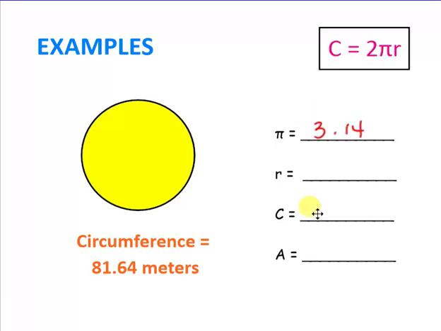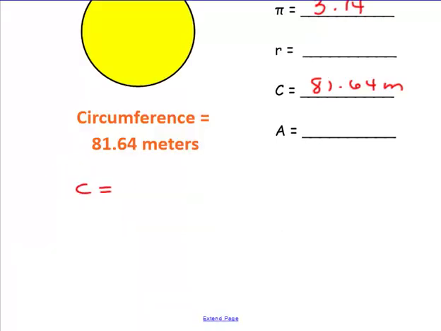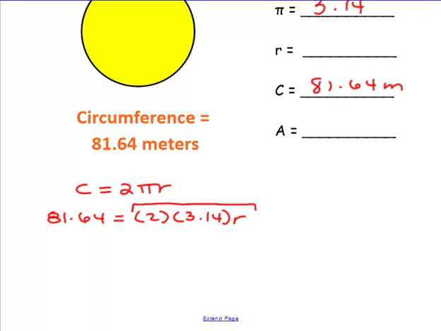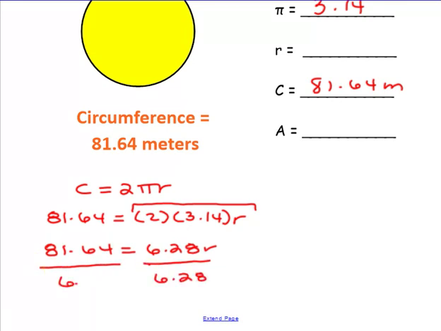So pi is 3.14. I don't have the radius, but I do have the circumference. All right, so 81.64 meters. Now we're going to go ahead and work backwards with the circumference formula so we can get the radius and then plug it into the area formula. So we know our circumference is 81.64. We have 2 times pi times r. I'm going to simplify this side. 81.64 equals 6.28 r. I need the r by itself, so I'm going to divide both sides by 6.28.